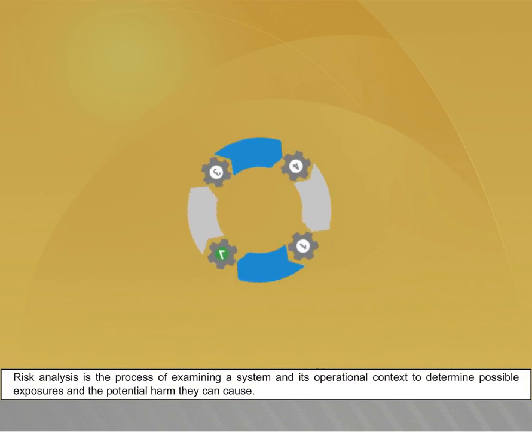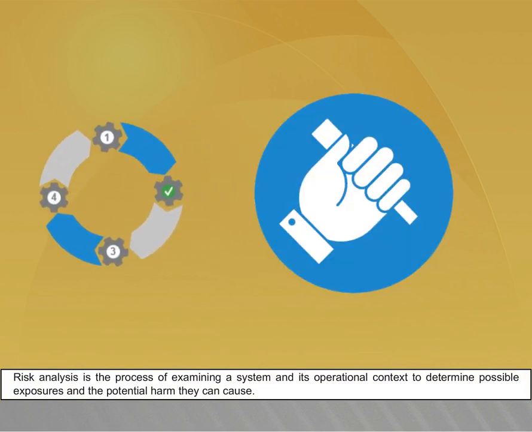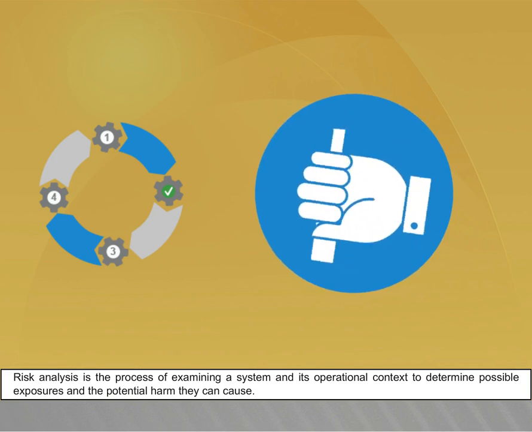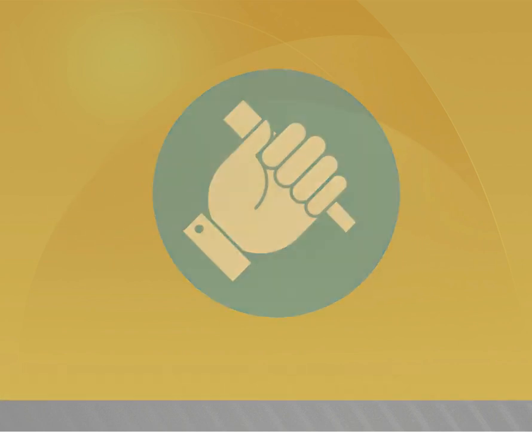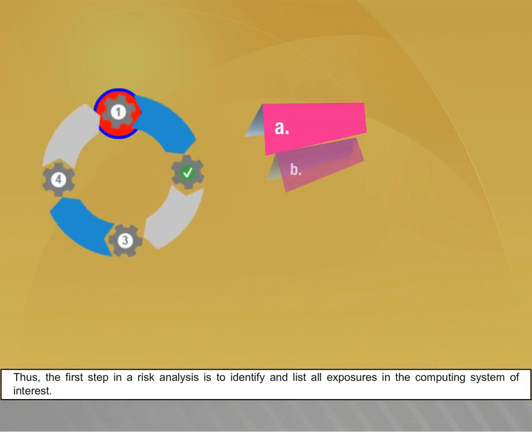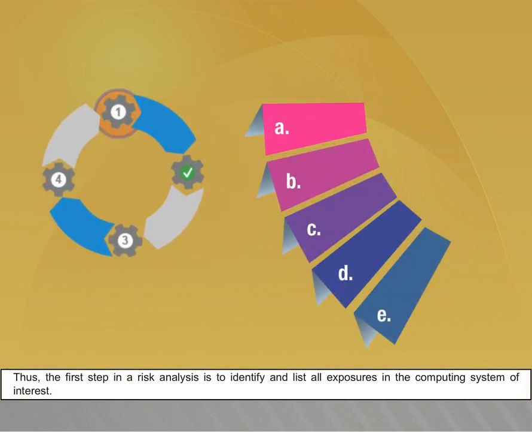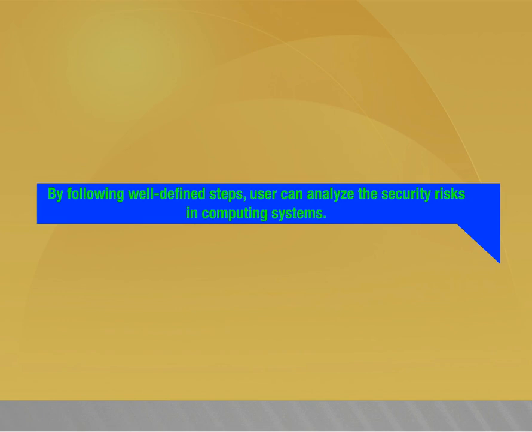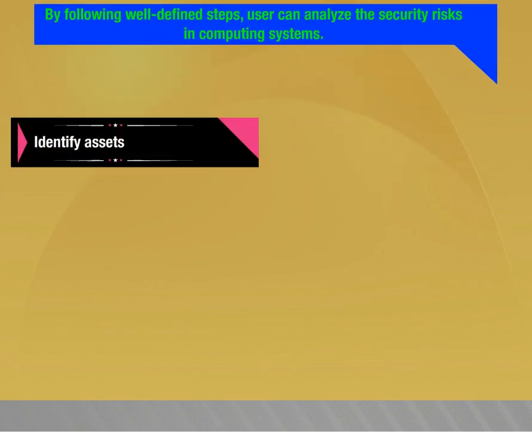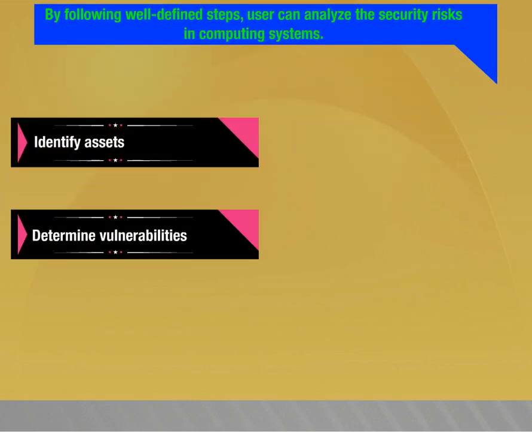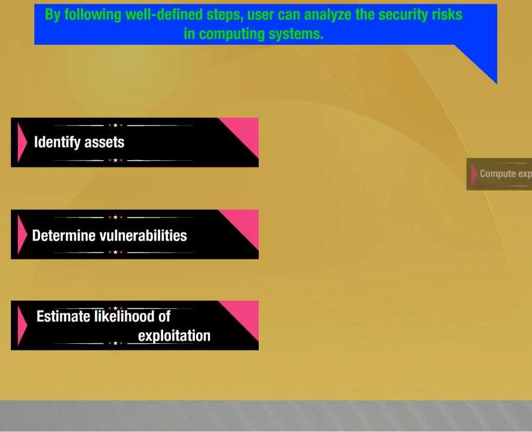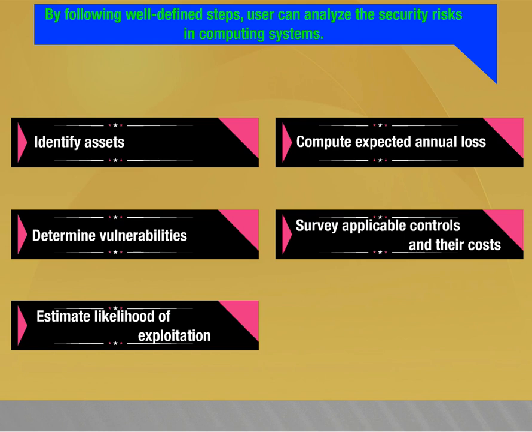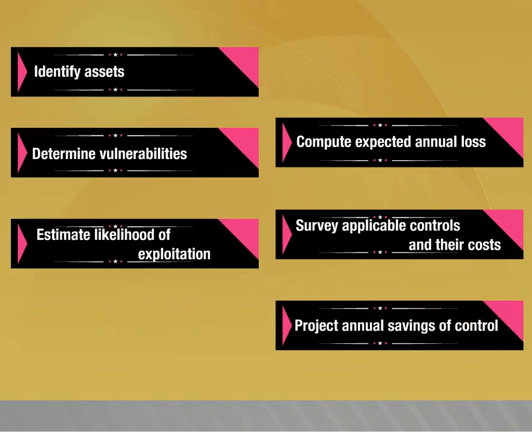Risk analysis is the process of examining a system and its operational context to determine possible exposures and the potential harm they can cause. Thus, the first step in a risk analysis is to identify and list all exposures in the computing system of interest. By following well-defined steps, the user can analyze their security risks in computing systems: identify assets, determine vulnerabilities, estimate likelihood of exploitation, compute expected annual loss, survey applicable controls and their costs, and project annual savings of control.